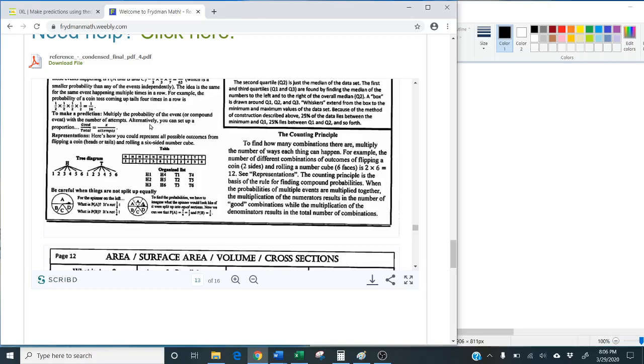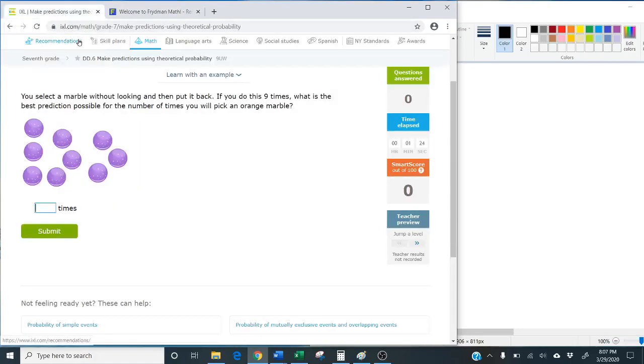Alternatively, another strategy is to set up a proportion. On one side of the proportion, we have the probability, which is this good over total here. And on the other side of the proportion, we have x, which is what we're looking for, over the number of attempts. The number of attempts just means the number of times we're going to try something, whether that's pulling a marble out of a bag, or flipping a coin, or spinning a spinner, whatever it is. All right, so let's go ahead and try some problems.